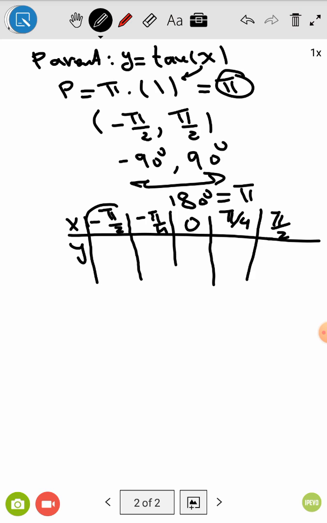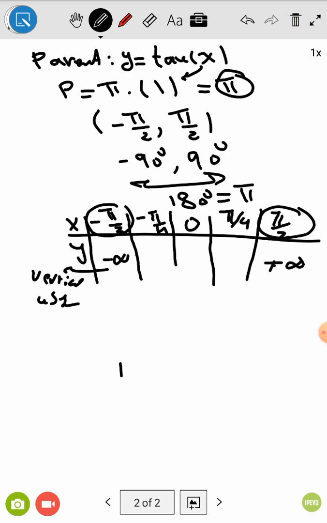But what about these ends now? If you remember, these are asymptotes. So always put minus infinity, which refers to the vertical asymptote. And here positive infinity refers to the vertical asymptote. For minus pi over 4, the tangent of minus pi over 4 is negative 1. The tangent of 0 is 0. The tangent of pi over 4 is 1.